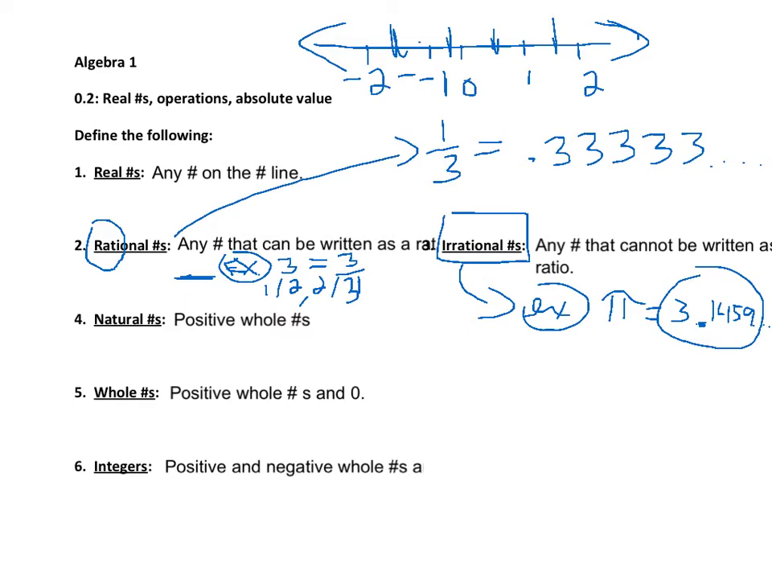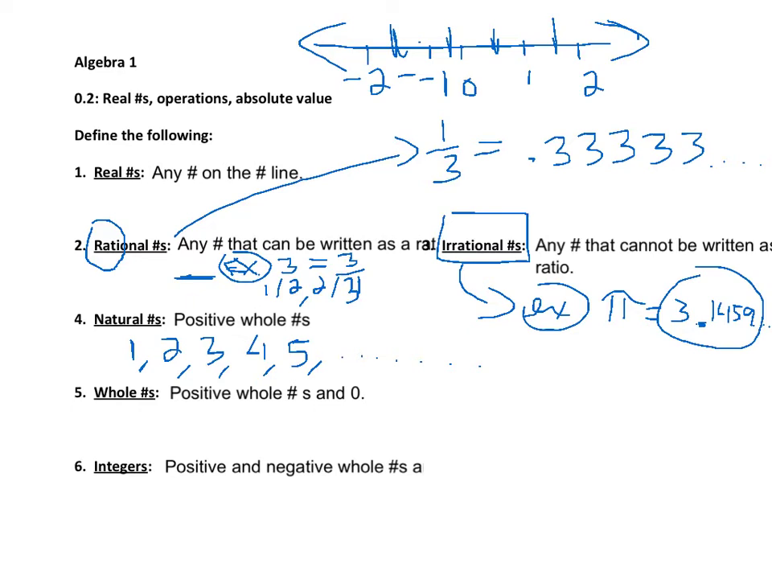Okay, the natural numbers, this is basically just all your positive whole numbers. And our first positive whole number is 1. Another name for this is we call it the counting numbers, because when you count, you always start with the number 1. So, natural numbers, these are just 1, 2, 3, 4, 5, 6, 7, 8, 9, 10, and we keep going, all the way to positive infinity.